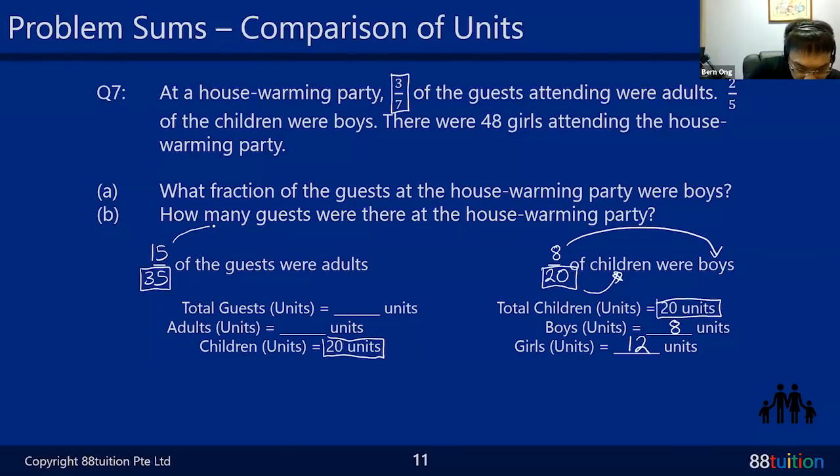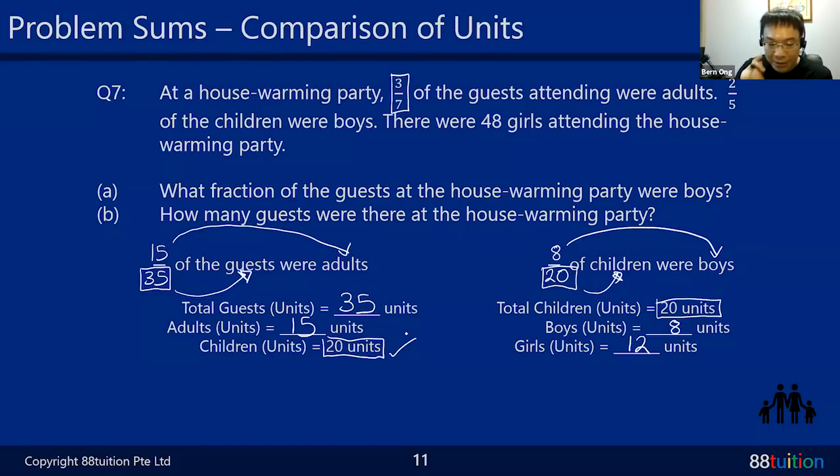So 15 of them are adults. 35 is the total guests. So 35 is the total guests. 15 are adults. Do they balance up? 35 minus 15, is it 20? Yes, everything is balanced up nicely again.